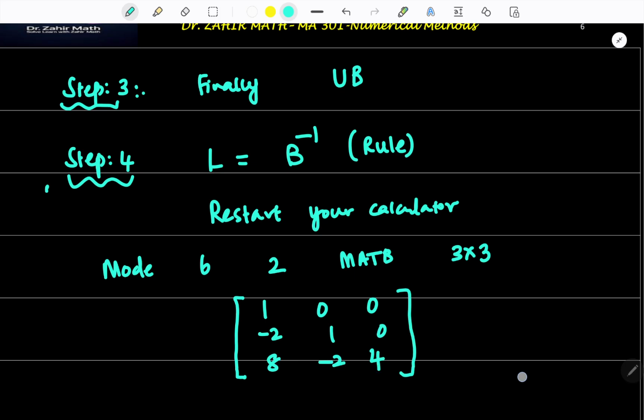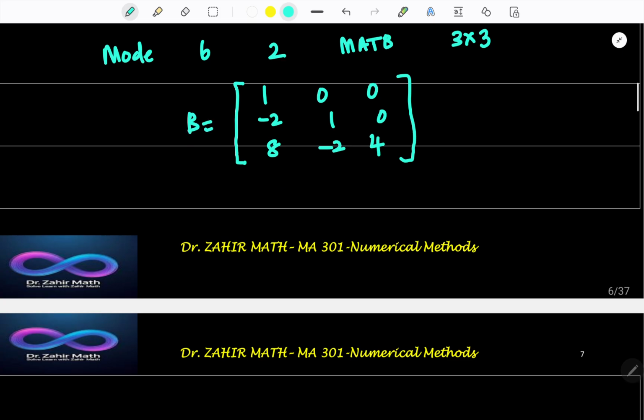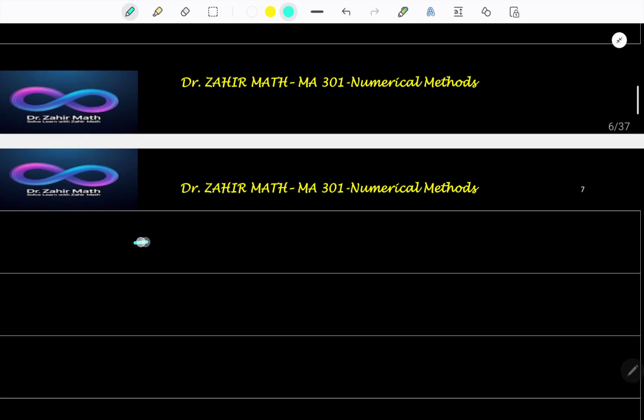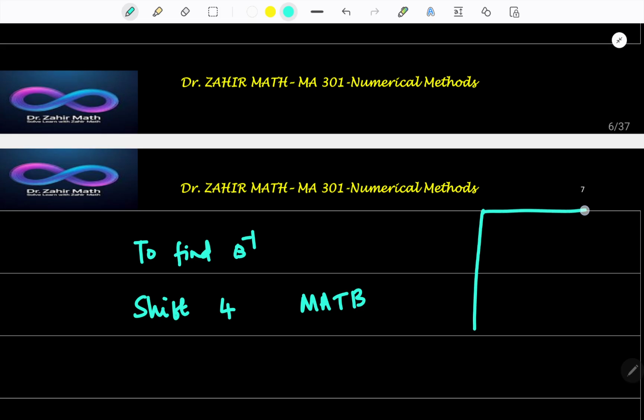Give this matrix now. So this is your matrix B. You give this matrix and then press AC. Once you press AC, we are going to find B inverse. So you press shift 4 and press mat B. After that, there is a button in the calculator, X inverse. This is the button on the second row, last but one. Yes, mat B, and you press inverse.